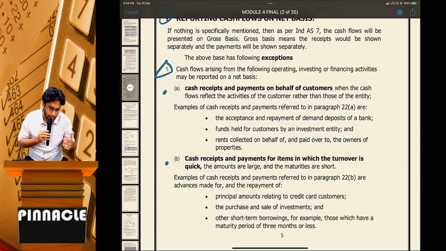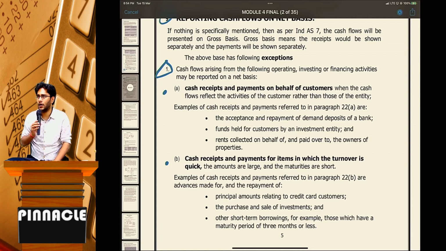Second, cash receipts and payments for items in which the turnover is quick, amounts are large and maturities are short. That means transactions here you are not doing on behalf of customers and all. It's pakka transactions between you and outside party only. But there are many transactions like this. Quickly they are getting closed.